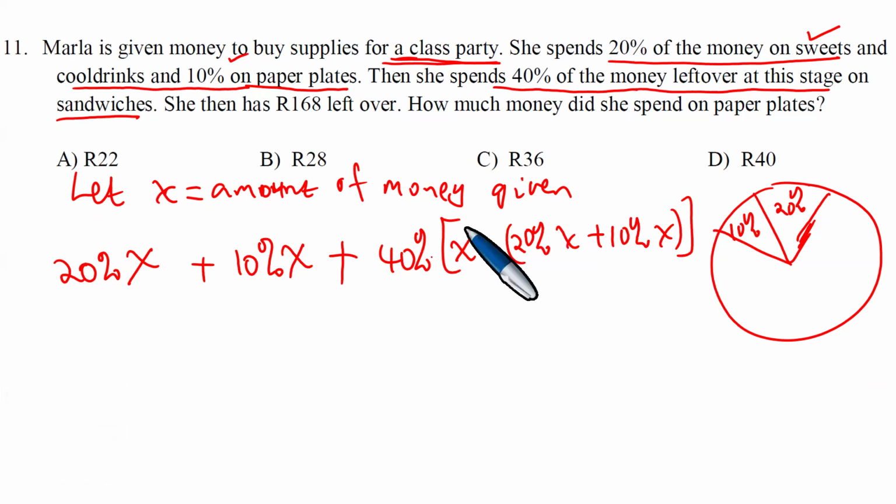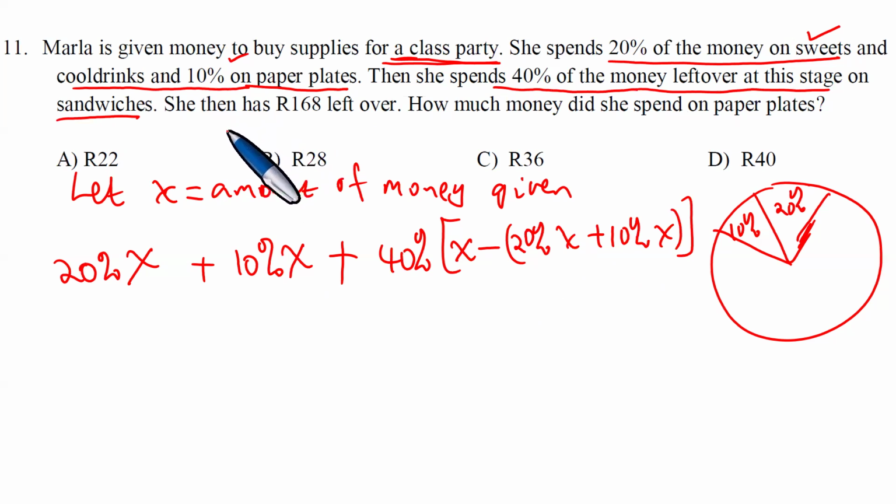So the total amount of money given was X. But we know that 20% has been used, 10% has been used. And now she then spends 40% of the money left over at this stage on sandwiches. So it's 40% of X minus whatever has been used. Now she then has 168 Rand left over.